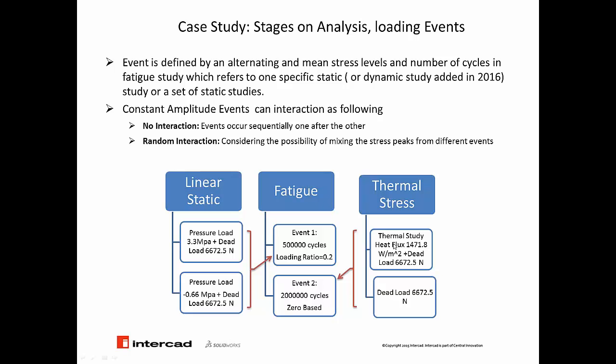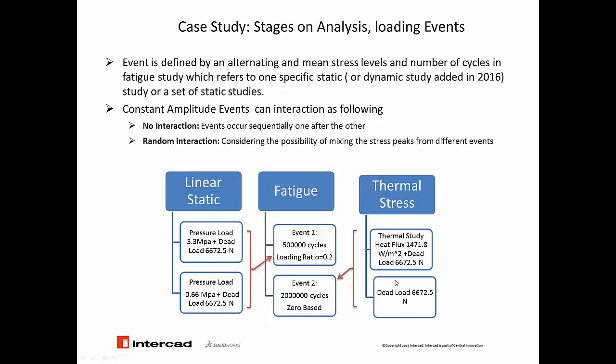Similarly, when you have a thermal study of heat flux maximum 1471.8 watt per meter square and a dead load, this will end up with the thermal stress study. That is the first value. And second, when you have no thermal stress and you just have a dead load.